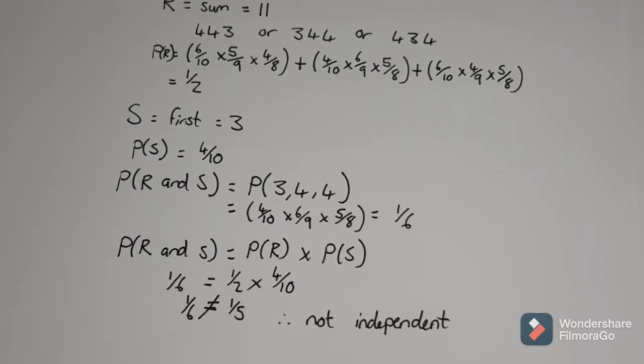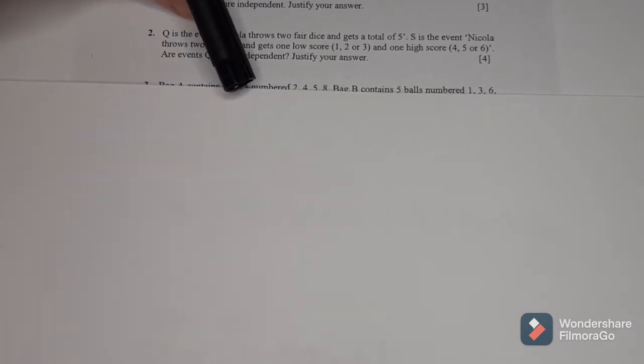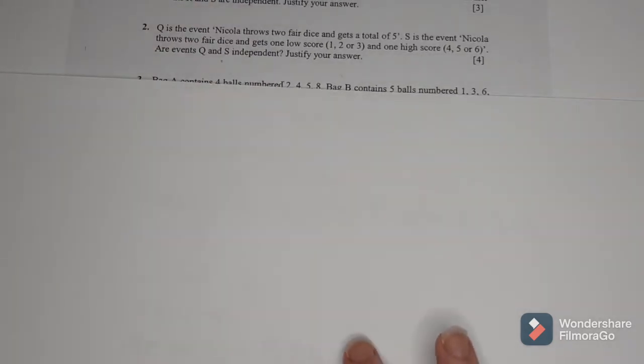So if we look at the next example that I have, we are told that Q is the event that Nicola throws 2 fair dice and gets the total of 5. S is the event that Nicola throws 2 fair dice and gets 1 low score and 1 high score. The low score is either a 1, 2, or 3, and the high score is either a 4, 5, or 6. And they want to know, are these events independent?